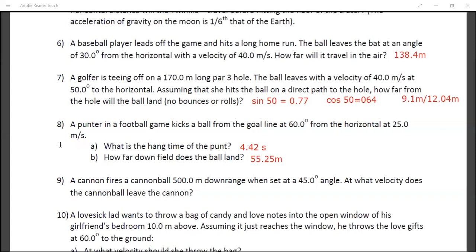Okay, for the ninth one, Harshit got the answer as 70.7. Varun, I just wanted to say for question number 8, I took g as 10. So you took g as 10, and you got 4.4 and 54 for time and distance. Okay, fine.